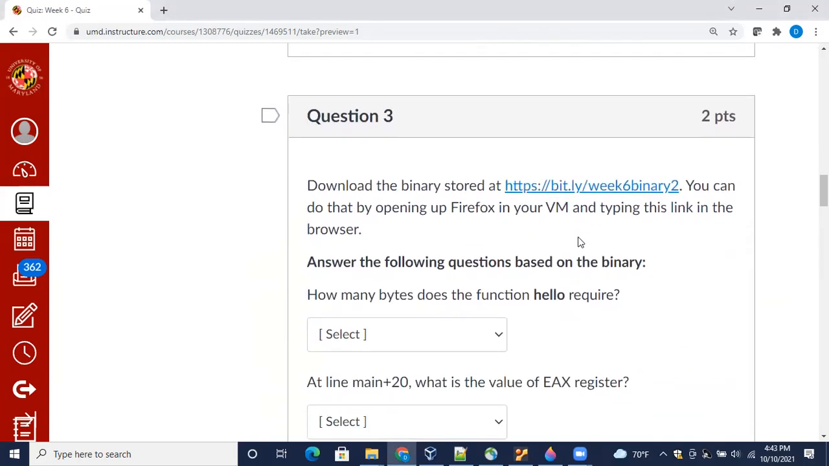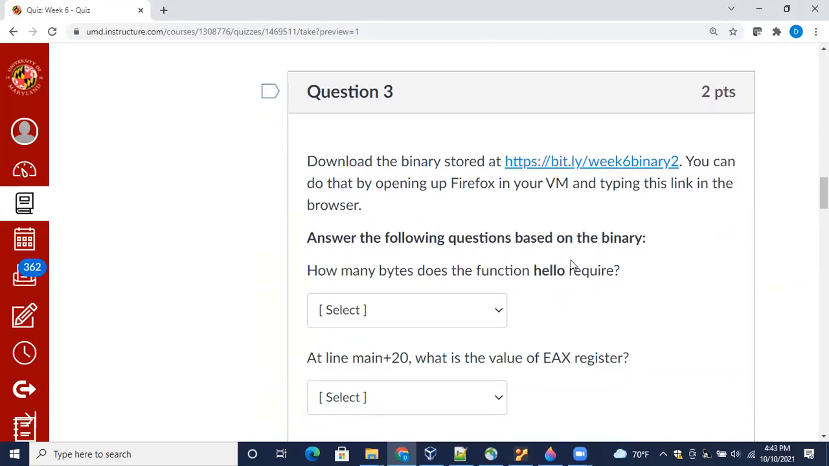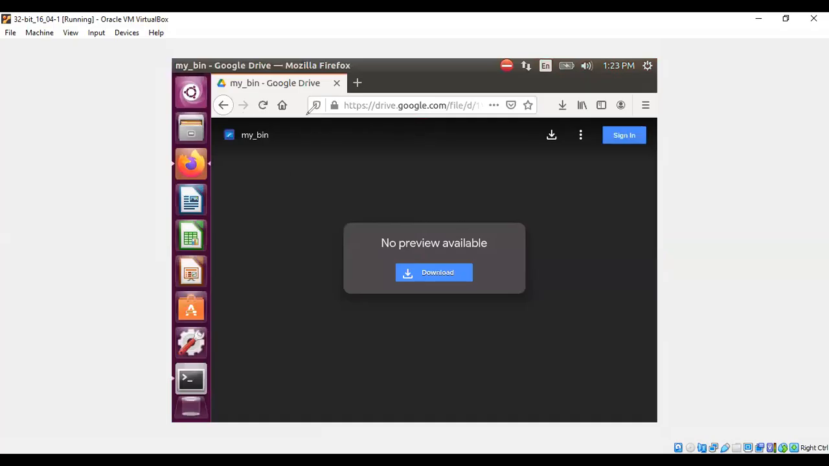So we need to download this binary and answer a couple of questions. Okay, so I'll show you how to do that. You click on this, and we have to do it in a virtual machine because we're going to analyze the binary. Okay, let me show that now very quickly. So I place the link here. And now I'm going to click download.